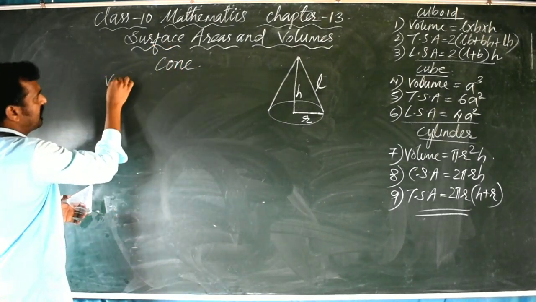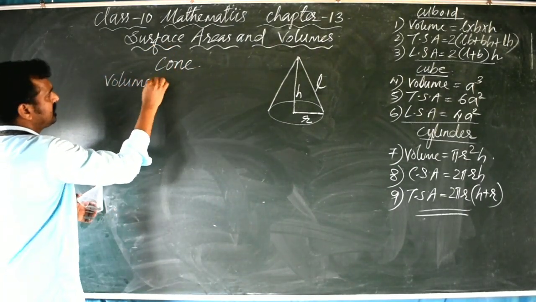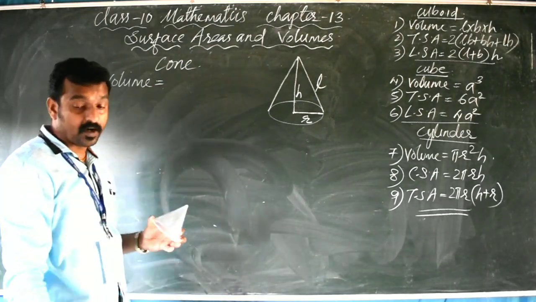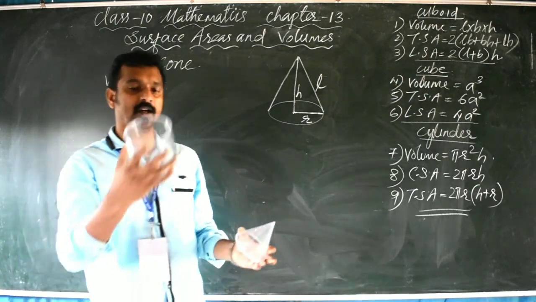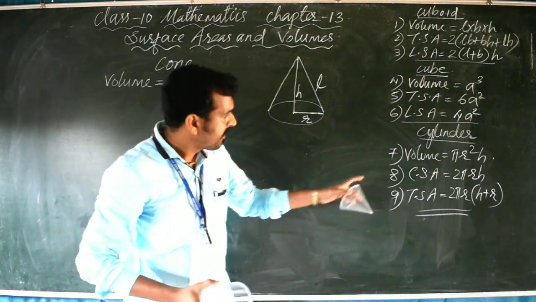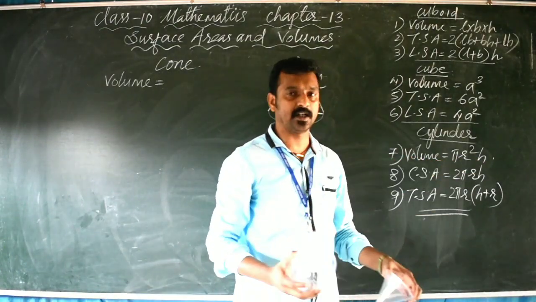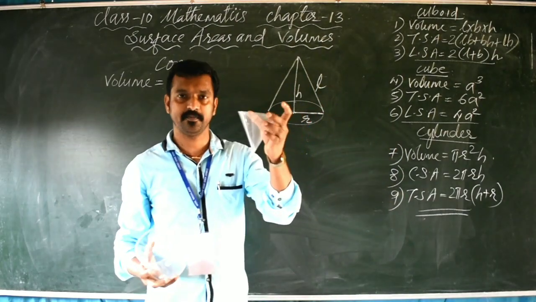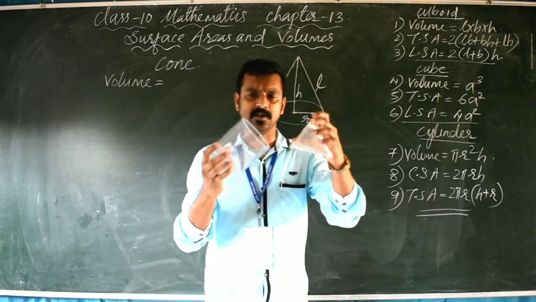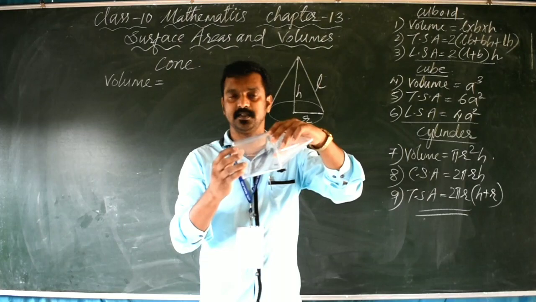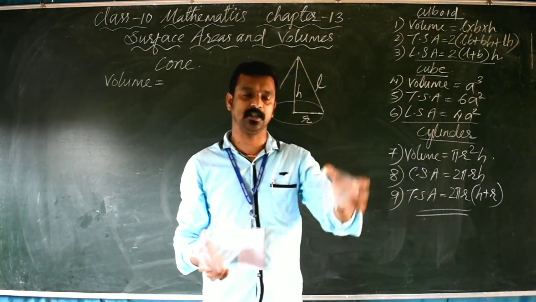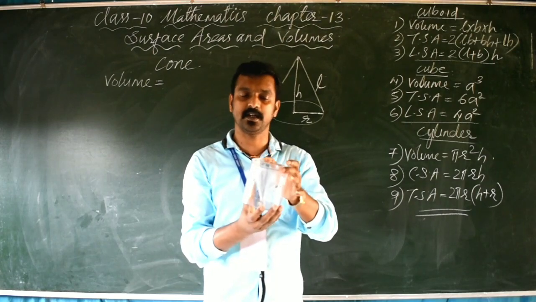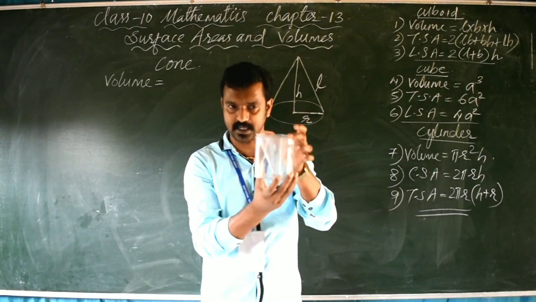Now volume of a cone. Volume of a cylinder and volume of a cone are related. Volume of a cylinder is equal to pi r square h, and this one is a cone. If you take this one, you see the radius is the same. The radius of this cylinder and the radius of this cone are the same. And the height of the cylinder and the height of the cone are also the same.